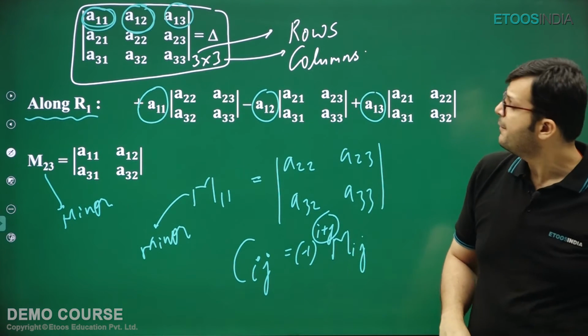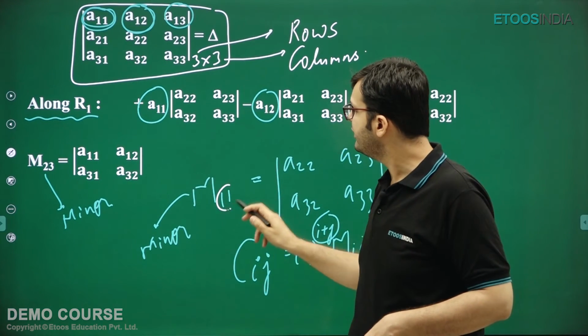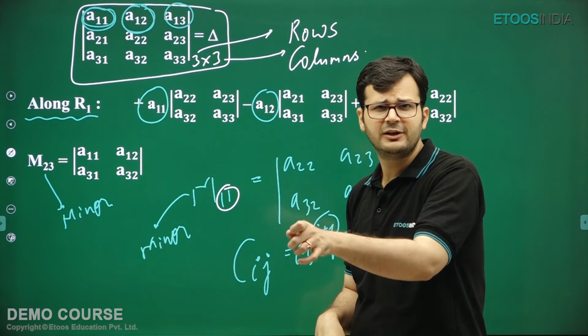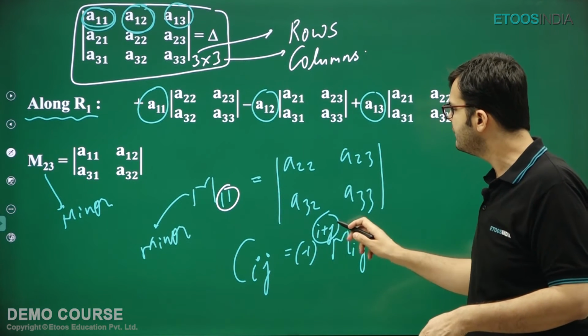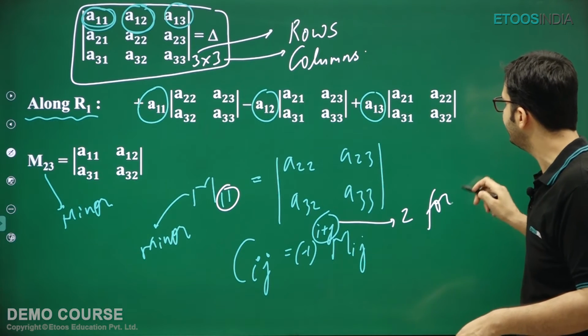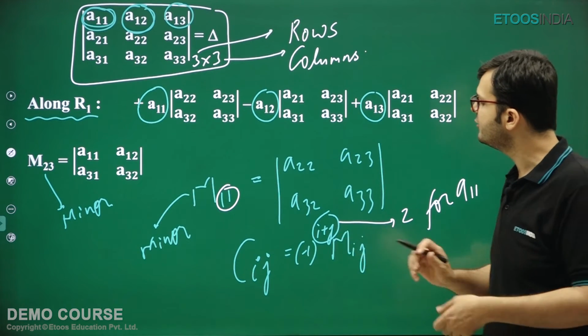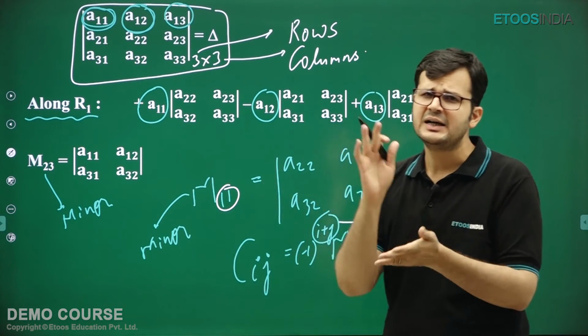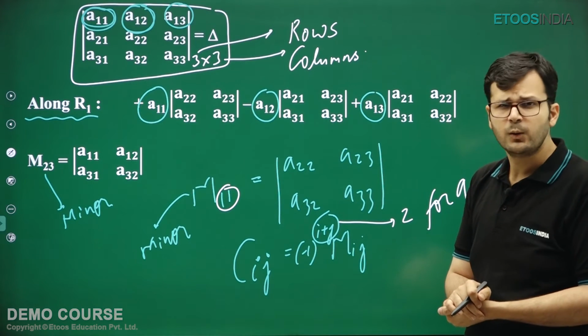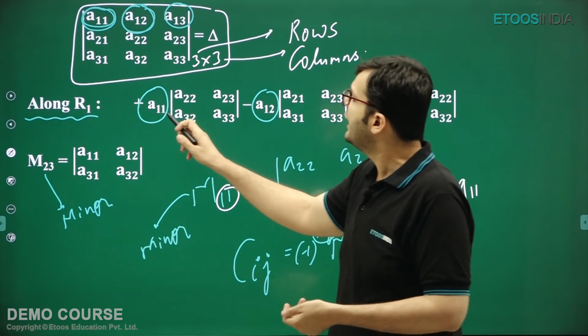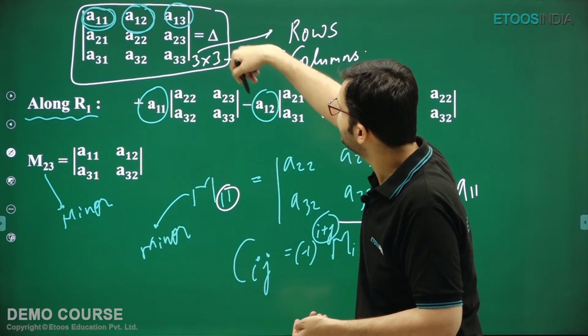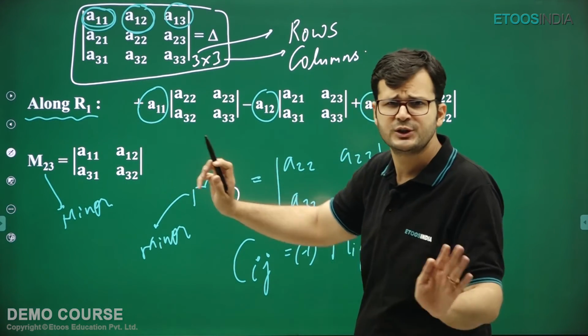As you can see, in the case of A11, i and j are 1 and 1. So i plus j is going to be 2 for the element A11. So we can definitely say minus 1 to the power 2 is going to be plus 1. Hence the cofactor and minor are going to be equal. Hence you can see I have multiplied A11 by this minor itself and the sign is as it is. There is no change in sign.